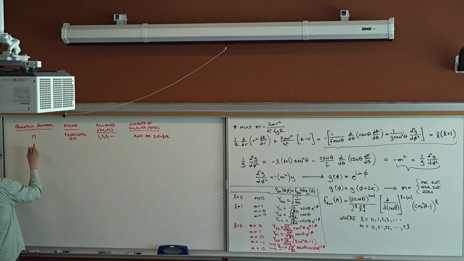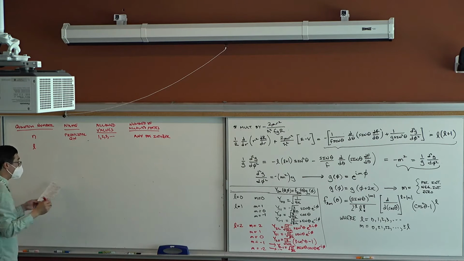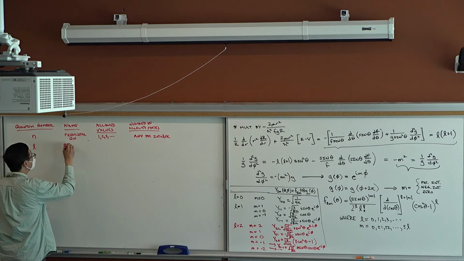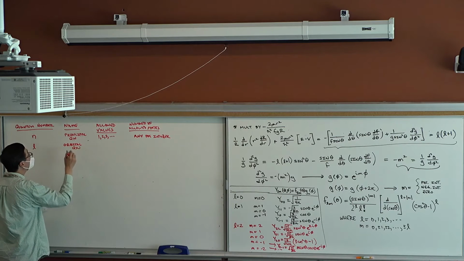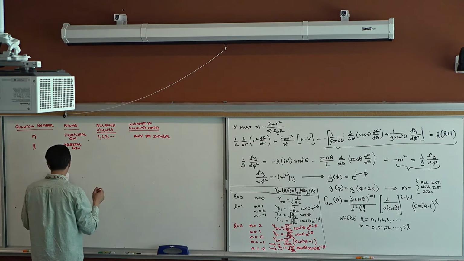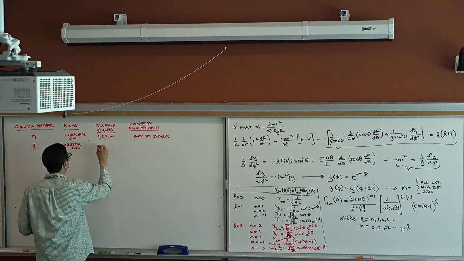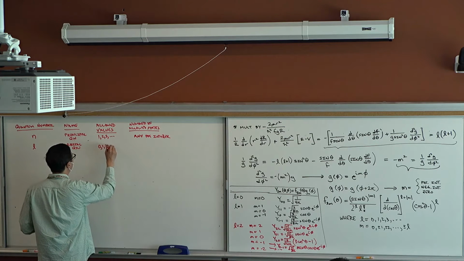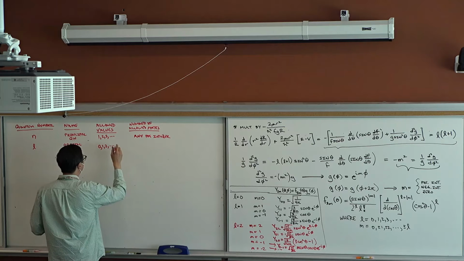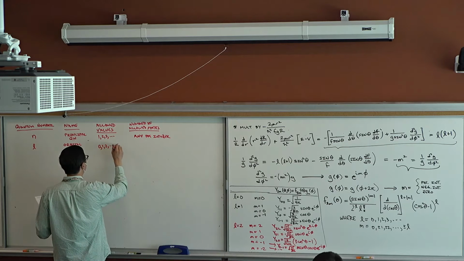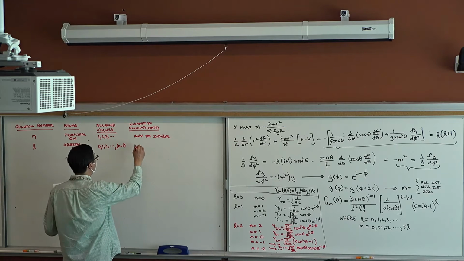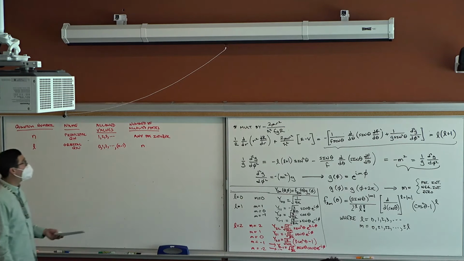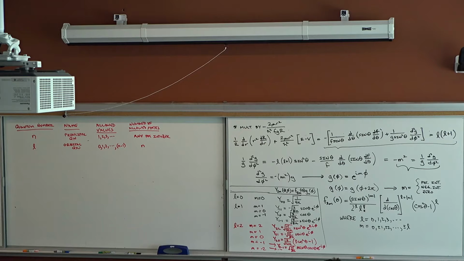We also got L from this. We're going to call this the orbital quantum number, and its values are allowed to go from 0 all the way up to n minus 1. And so this allows for n possible states.